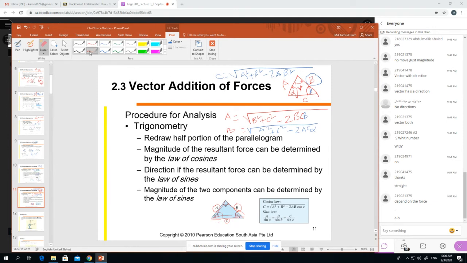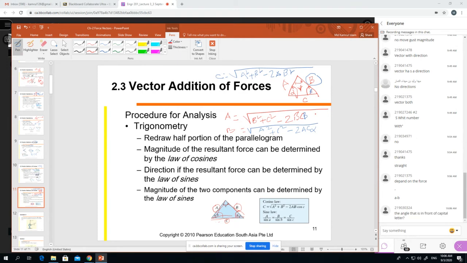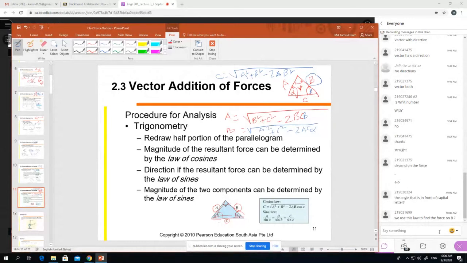So any question? The angle is in front of the capital letter. Now you see that we use this to find the side B. Now I show how to remember this equation easily. If you want to find the side A, that means B square plus C square, opposite to A, the two sides, minus 2BC into the angle between them, beta.